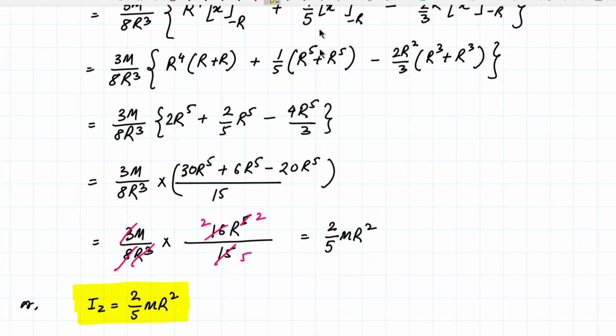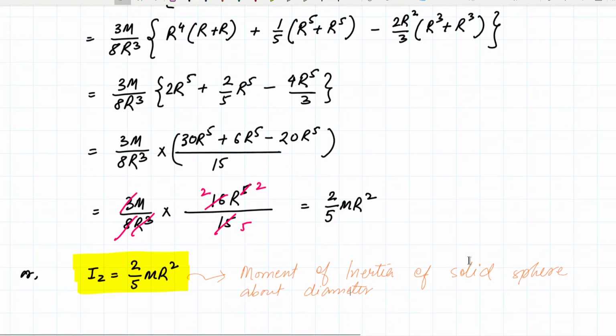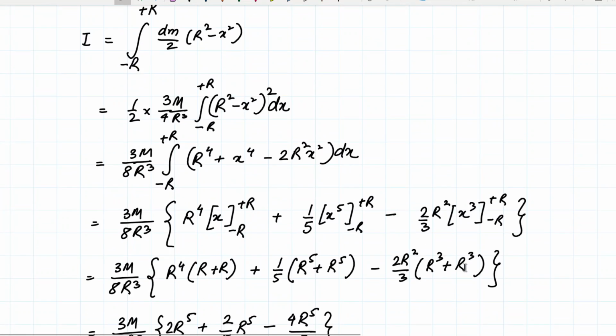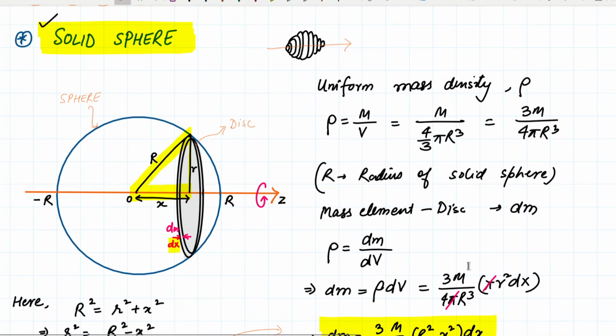ओके सर। Moment of inertia of a solid sphere with respect to its diameter. Moment of inertia of solid sphere about diameter. Clear है बेटा? Yes, sir.